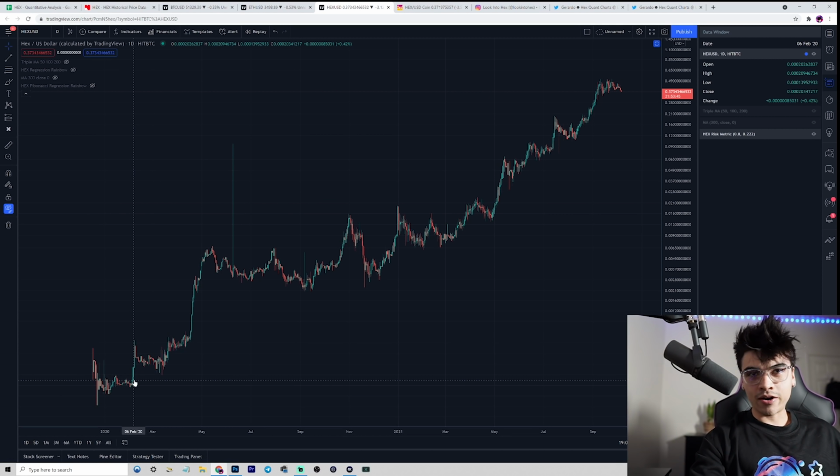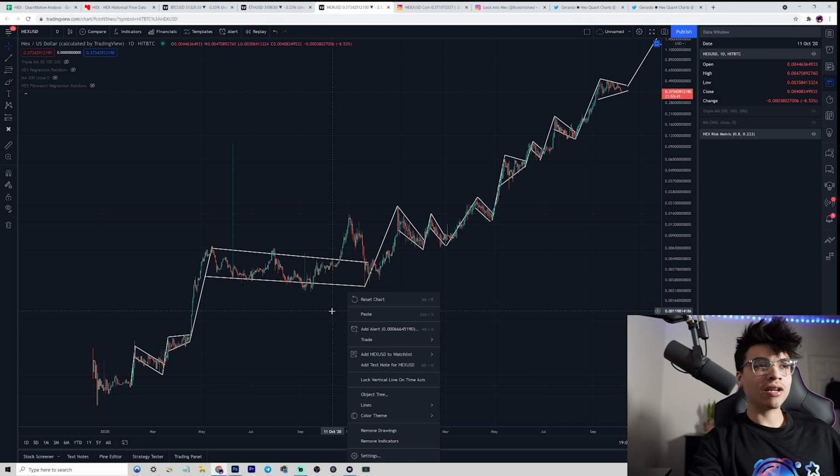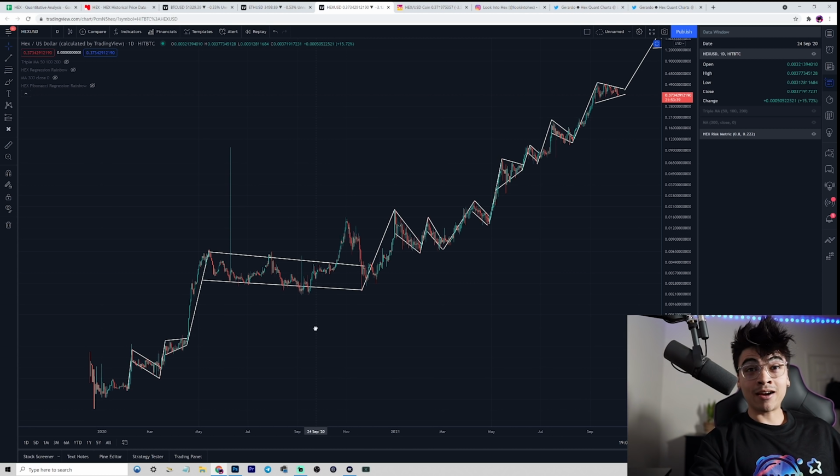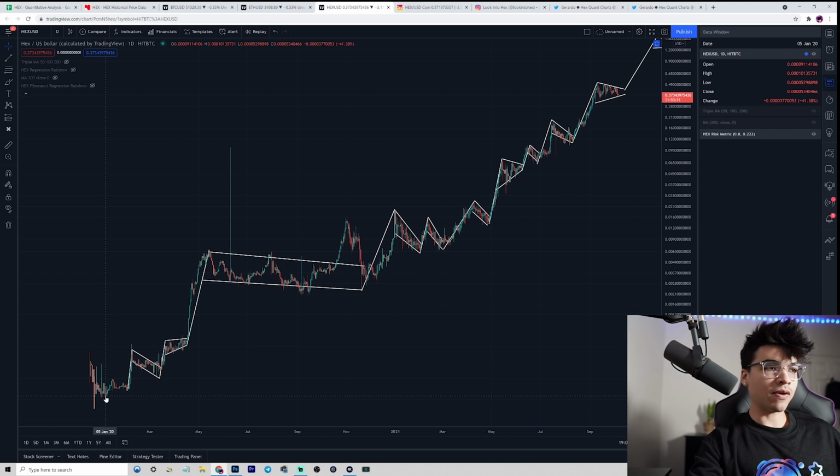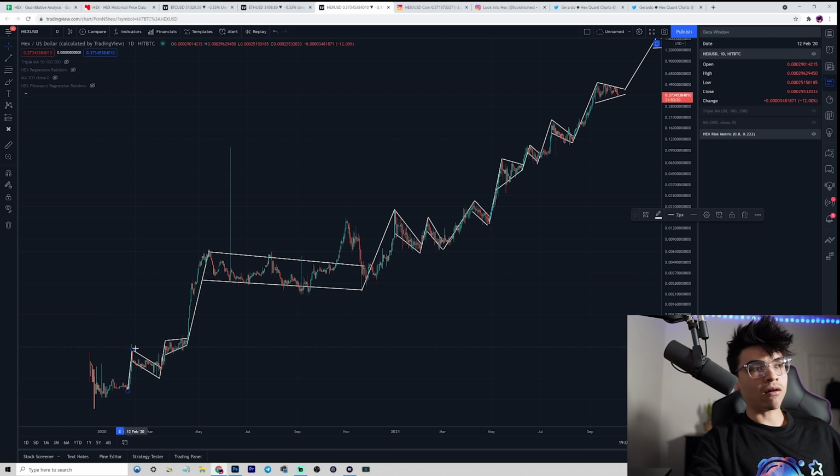I already did this. All I have to do is unhide the drawings, and you can see that we've pinpointed a few of varying sizes, to say the least. This first one began back here at around 0.00008. You could argue it started even lower at the actual all-time low. Wherever you want to place it is fine. But after our pole, we had our falling parallel channel, aka our flag, because a bull flag is really simple.